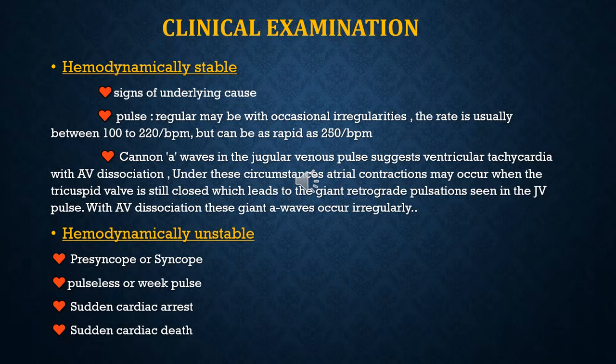What about the neck veins? In the neck veins, during examination of a hemodynamically stable patient with VTAC, I can see what's called a cannon wave. Cannon waves in the jugular venous pulse suggest ventricular tachycardia with AV dissociation. As I told you before, the atrium contracts with the SA node, and the ventricle contracts with the VT activity. Under these circumstances, atrial contraction may occur when the tricuspid valve is still closed, which leads to what's called giant retrograde pulsation seen in the jugular venous pulse, which is the cannon A wave. With AV dissociation, these giant waves occur irregularly.